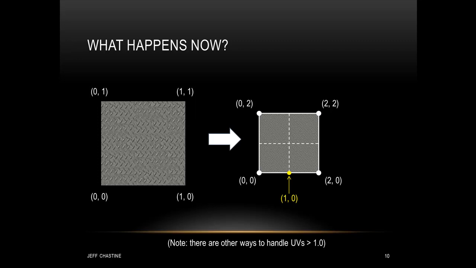And the question is why? Well, if you look at the point that's halfway between 0, 0 and 2, 0, clearly this is 1, 0. And because of that, that point is going to map back to the lower right-hand side of the original texture. Now realize that this is just one way that we can handle texture coordinates that are outside the range of 0 to 1. There are other ways as well.